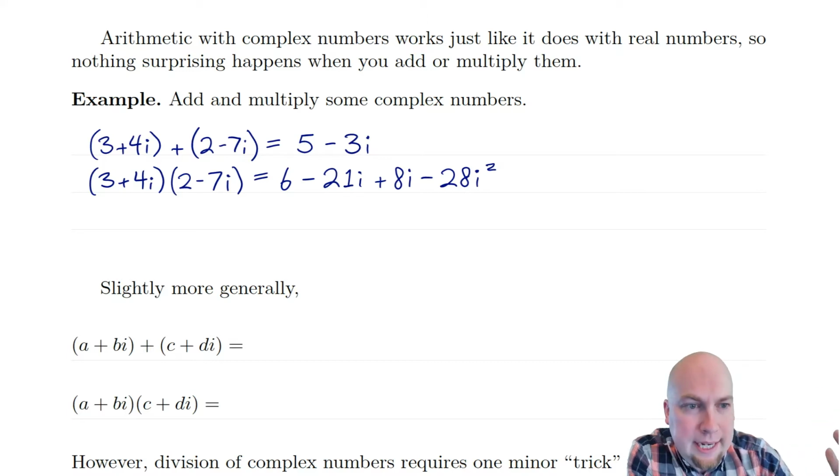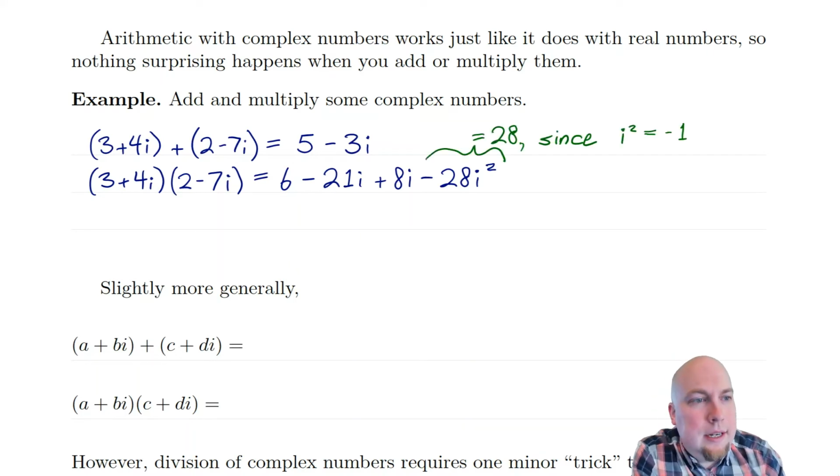Okay, the only kind of weird thing that happens now is I say, oh, I squared, what is that? Well, remember, what is the point of i? i squared equals minus 1, right? So 28i squared, that's 28 times minus 1, so it cancels with this other minus sign out in front and becomes a plus 28. Okay, so that i squared is just another minus 1.